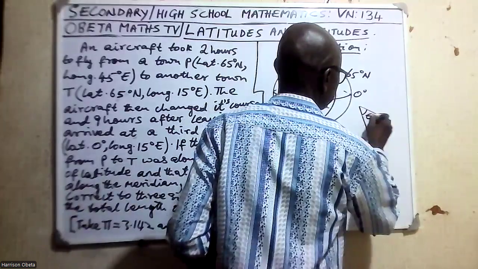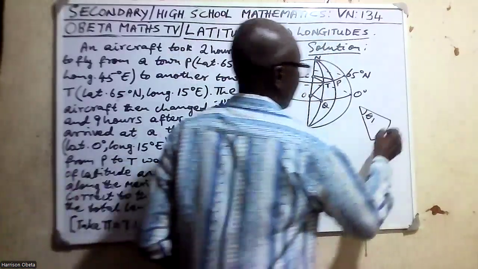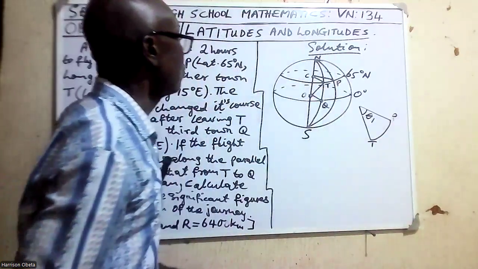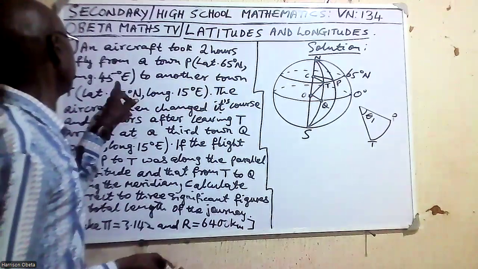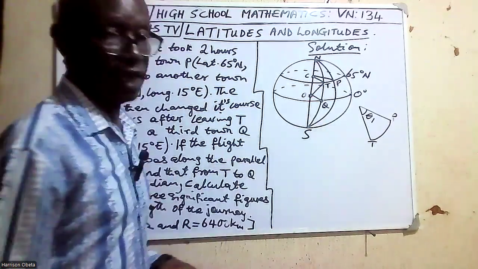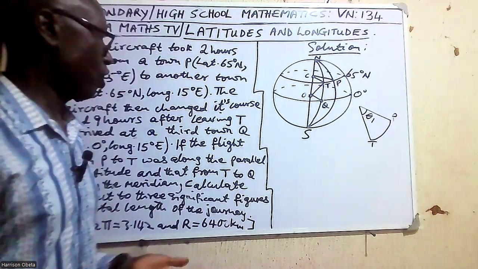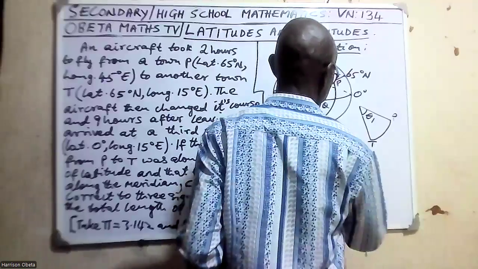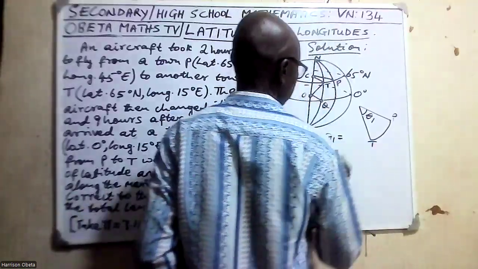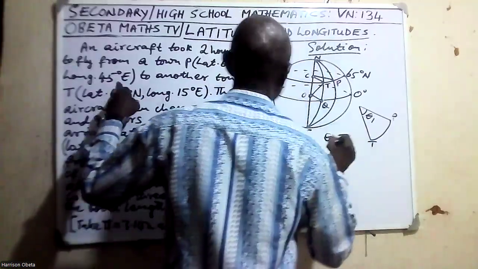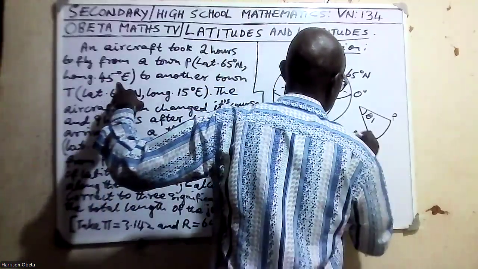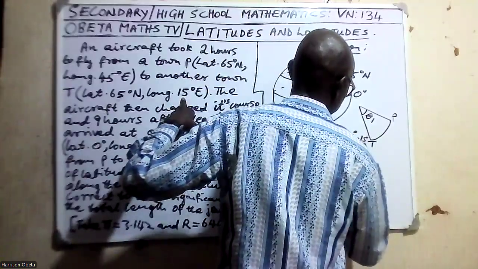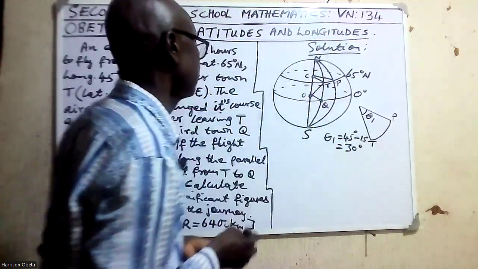Let's call this theta 1. And then we have P here, we have T here. Since we have east, that is, they are on the same side, for us to find the angular difference, we have to subtract. So theta 1 is equal to 45 degrees minus 15 degrees, and that will give us 30 degrees.